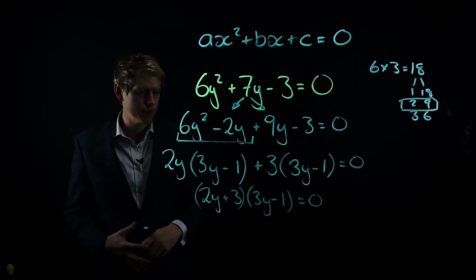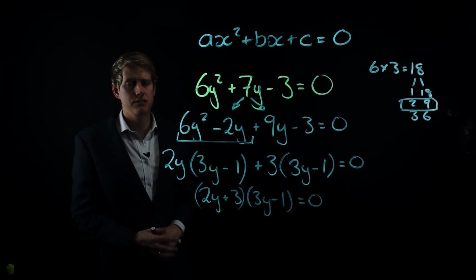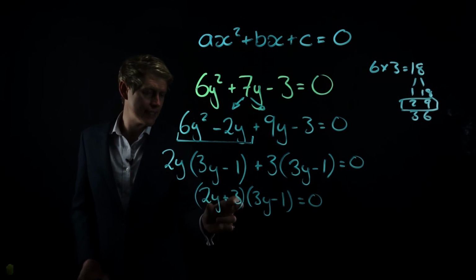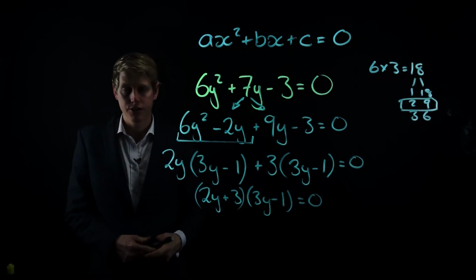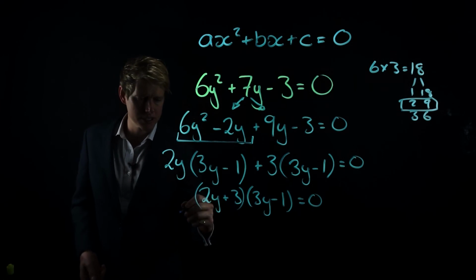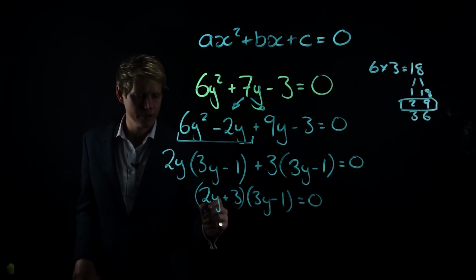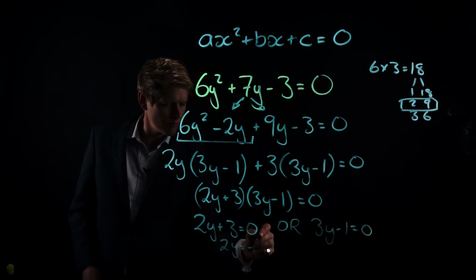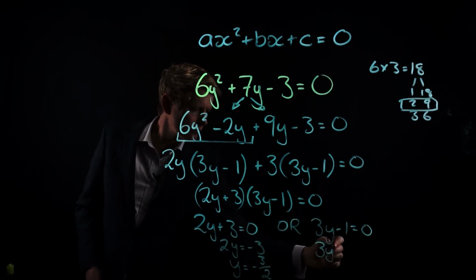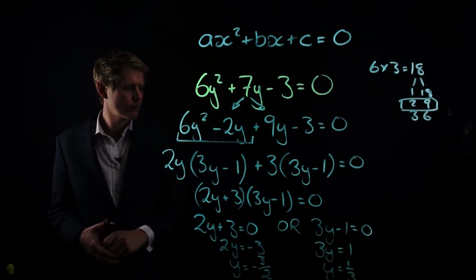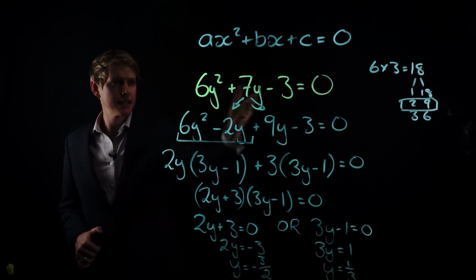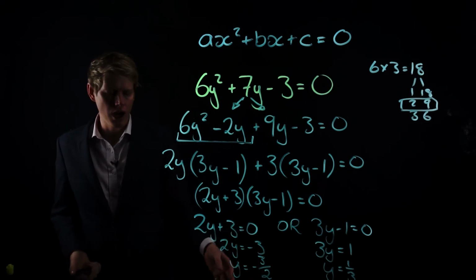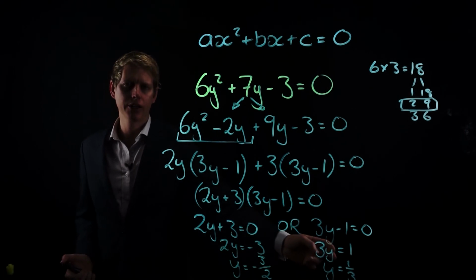So that bit is pretty straightforward. All that involves is factorising a quadratic expression. So all we need to know now is that either this equals 0 or this equals 0. So we're going to let them both equal 0, and then we're going to solve as if they were linear equations. So my two solutions for this equation are y equals negative 1.5 or 3/2 and y equals 1/3.